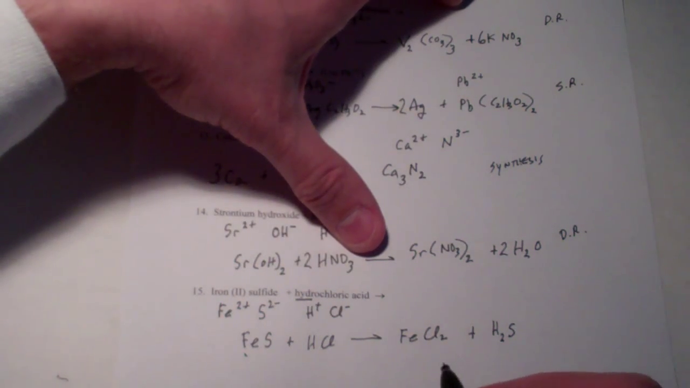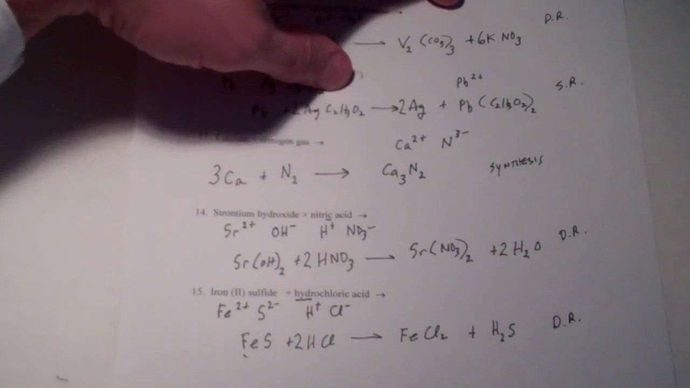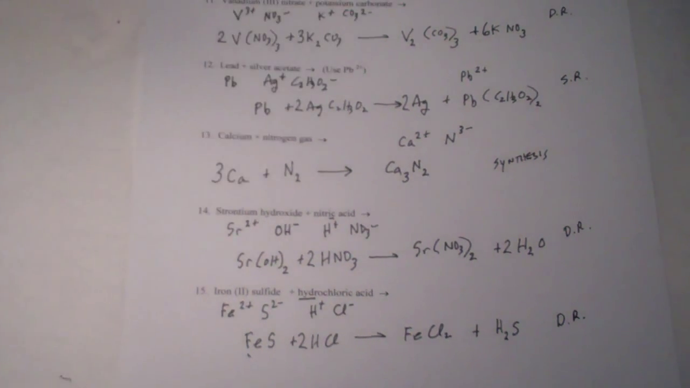To balance this, I need 2 chlorines and 2 hydrogens on the reactant side, so I'm going to put a 2 right there, and it's done. And this one is an example of double replacement. There we go. Assignment 26B completed.